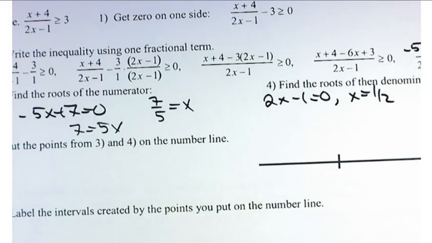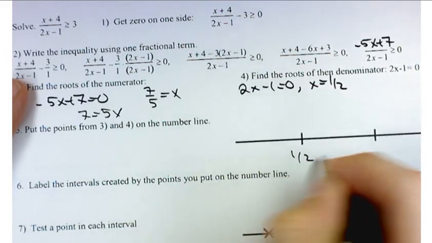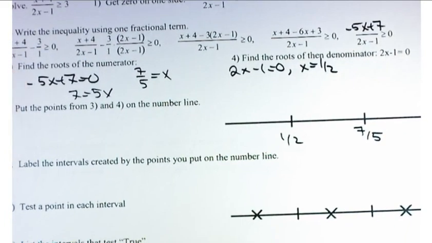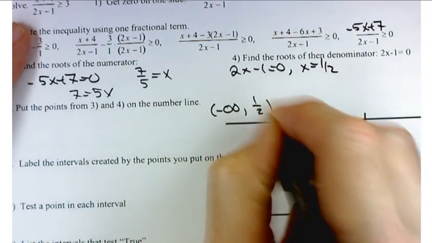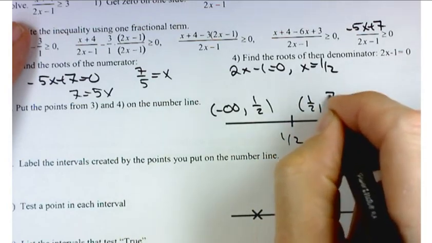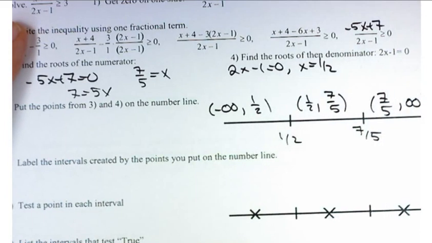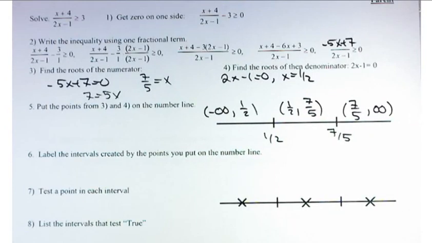Let's put those two numbers on the number line. We're going to have 1/2 and 7/5. Not necessarily the friendliest numbers. That's okay. This still breaks up our number line into intervals. In fact, 3 intervals: negative infinity to 1/2, 1/2 to 7/5, and 7/5 to infinity. We're going to end up testing again to try and decide what's happening in these intervals. Are they positive? Are they negative?